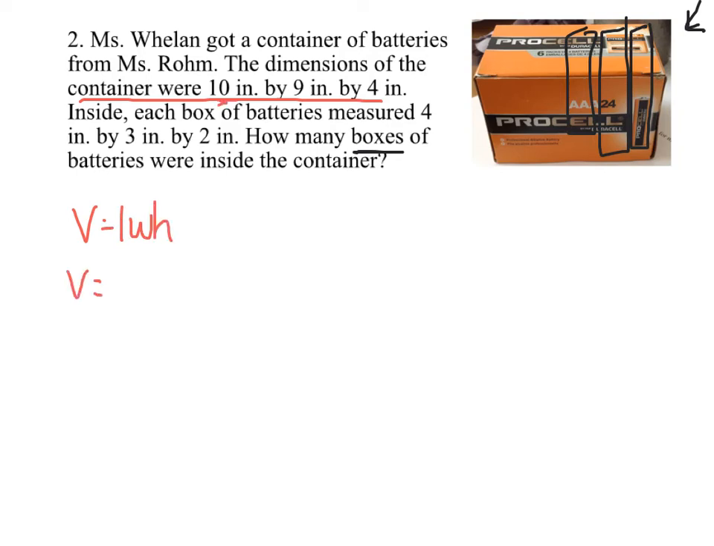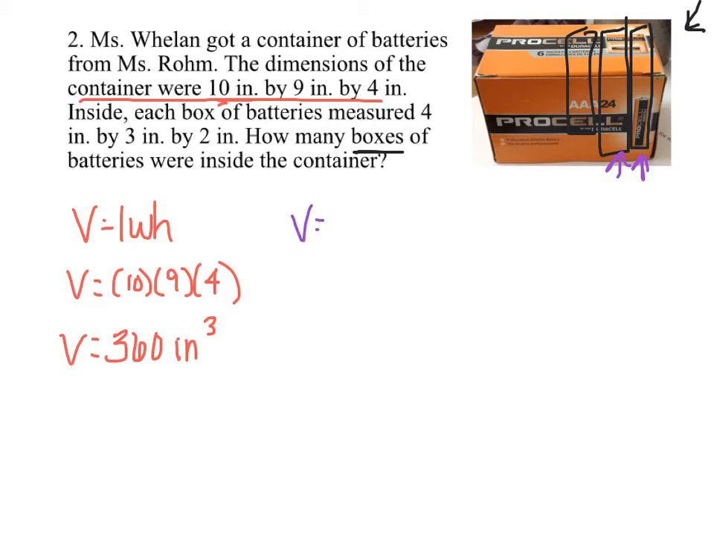The dimensions are 10 by 9 by 4. Multiplying straight across, 10 times 9 is 90. 90 times 4 is 360 cubic inches. That is how big my whole box is. Now let's figure out how big each of these individual boxes are.